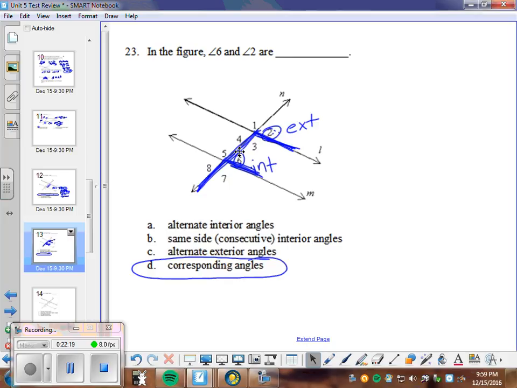So, remember that capital letter F will set you up for corresponding. And if you flip it the other way, then that's your corresponding too. So you've got those two. 2 and 6 are, 3 and 7 are, 1 and 5 are, 4 and 8 are your corresponding angles.